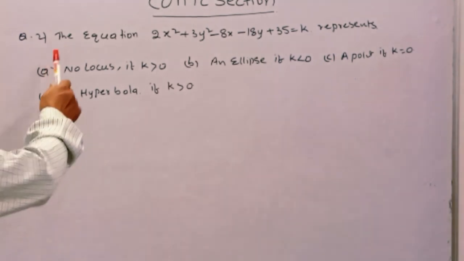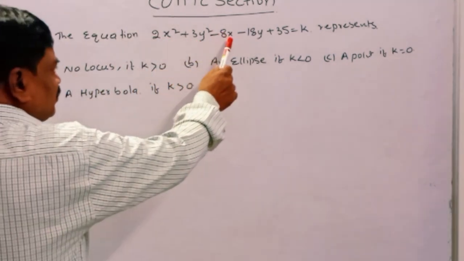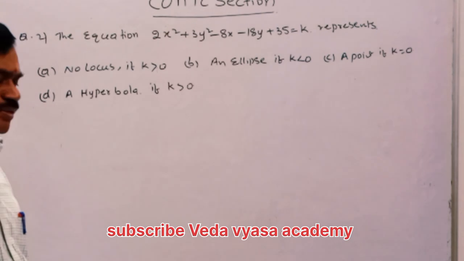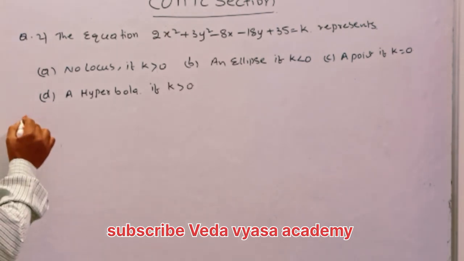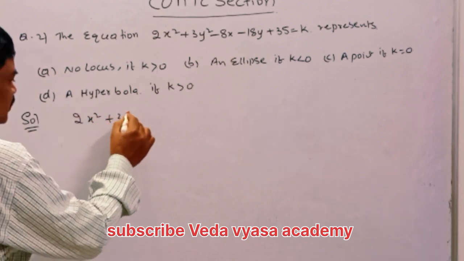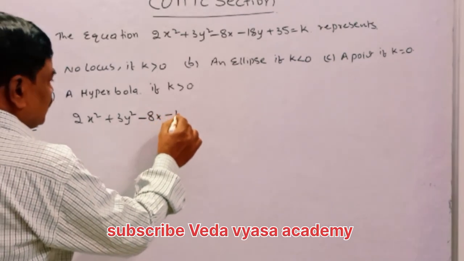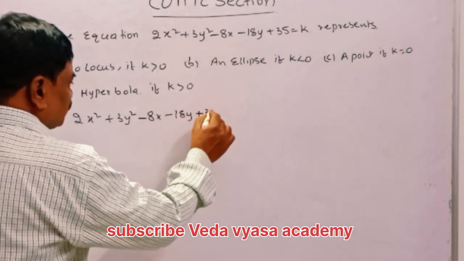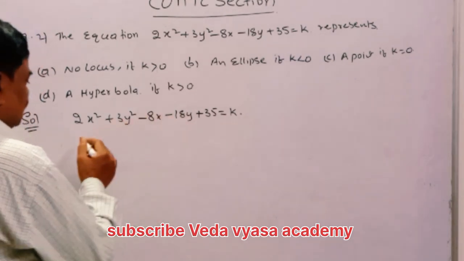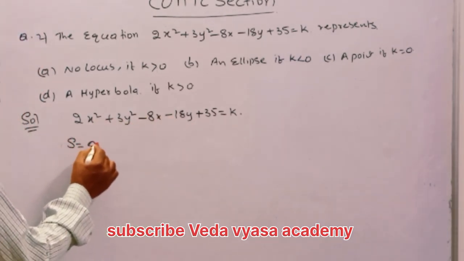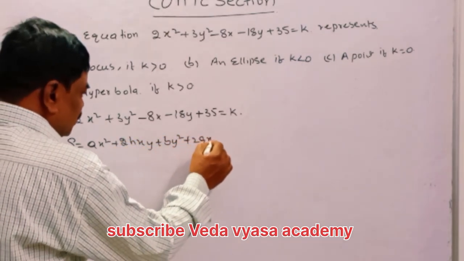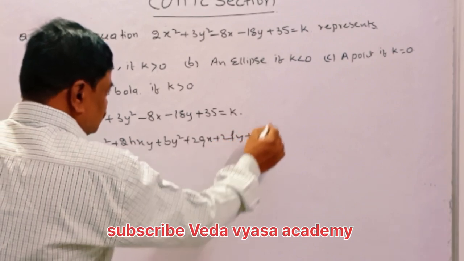Question number 2. The equation 2x² + 3y² − 8x − 18y + 35 = k represents... So, write the given equation: 2x² + 3y² − 8x − 18y + 35 = k. First, compare this with ax² + 2hxy + by² + 2gx + 2fy + c = 0.